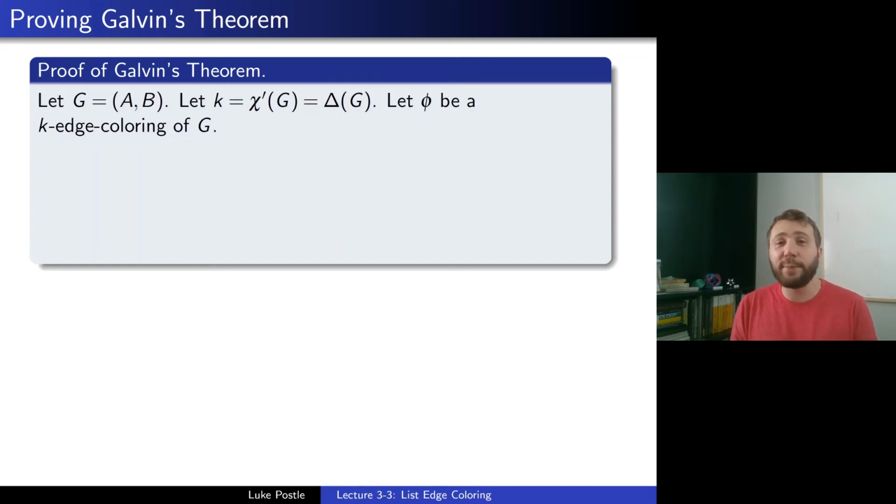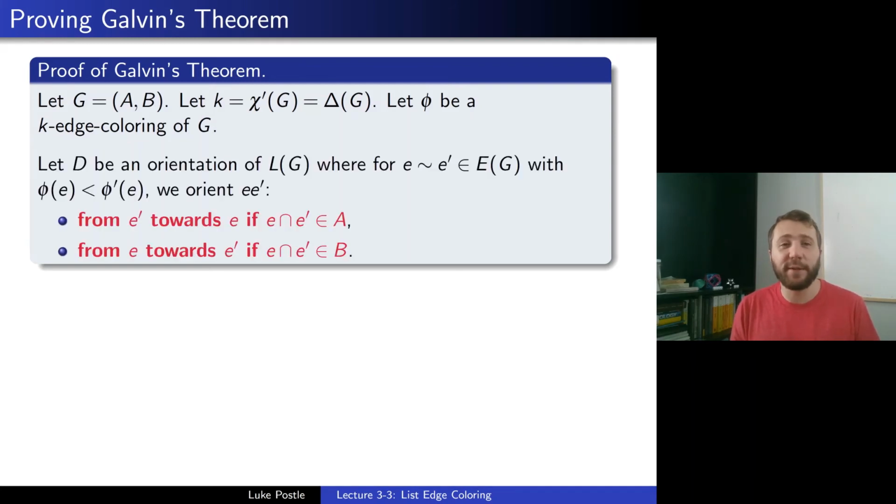Since K is chi prime of G, let phi be a K edge coloring of G. So we're going to use this coloring, this actual proper, ordinary coloring in a clever way to get a kernel perfect orientation to then use the kernel perfect lemma. How does this go? Well, here's the orientation I'm going to build.